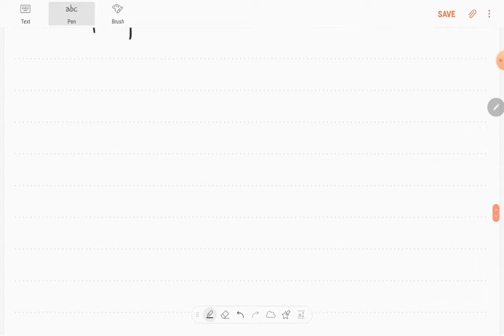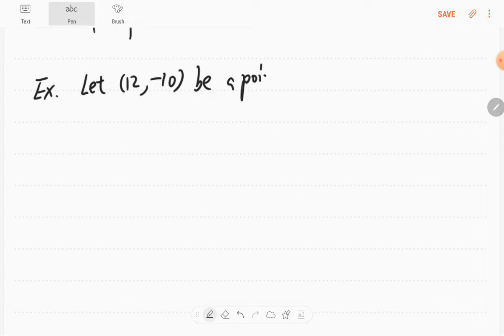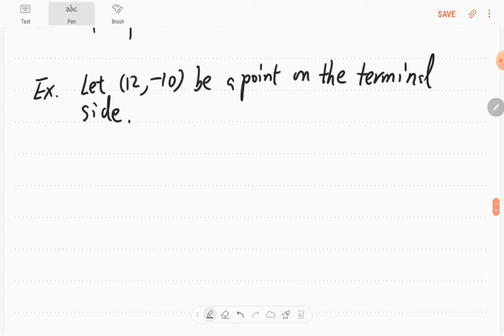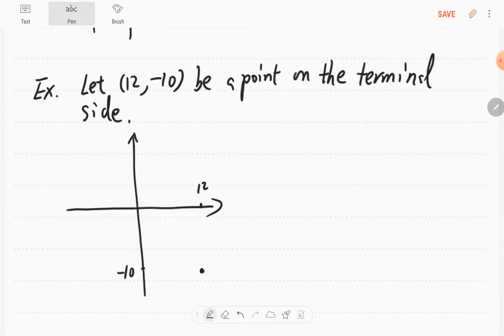So now let's look at one example. Let the point 12, negative 10 be a point on the terminal side. Then we need to determine the trig functions. The first thing is, where is this point? 12 is here, negative 10 is here, so the point would be here. So the terminal side is in the fourth quadrant, right?